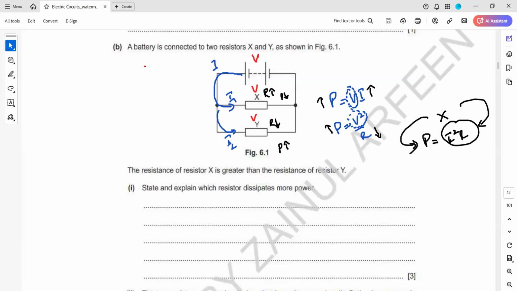Is it clear? The power dissipation. When you relate, you will mention they have the same potential. The one which has a high resistance will have less power, and the one which has low resistance will have more power dissipated. So Y will have greater power than X. So when two resistors are connected in parallel, that is the relation: the one with a low resistance will have more power.